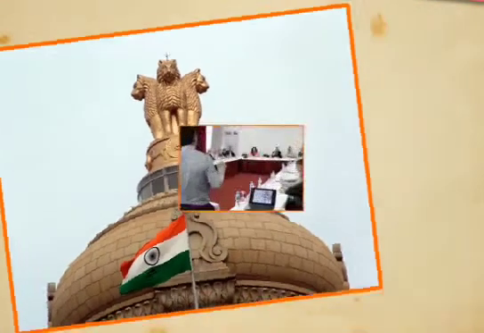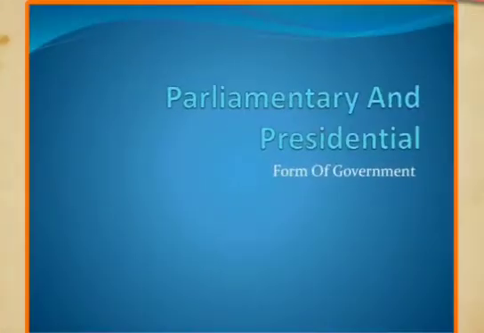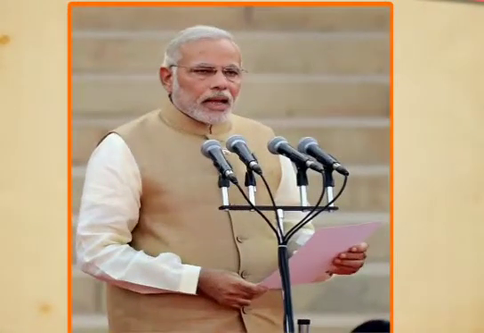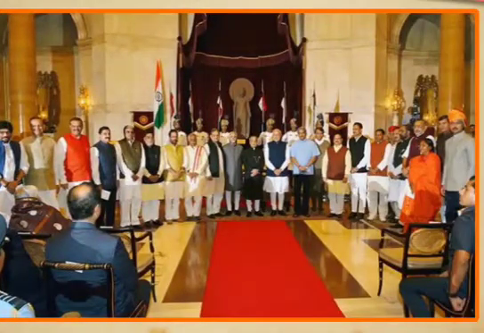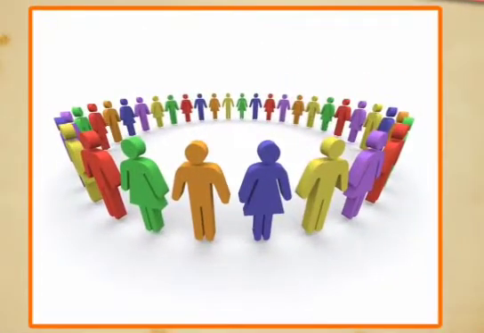On the basis of relations between the executive and legislature, democratic governments can be of two types: 1. Parliamentary and 2. Presidential. In a parliamentary form of government, the Prime Minister is the real head of the government. He is the leader of the majority party in the parliament and uses his discretion in choosing his ministers to form his council of ministers. The government is directly elected by the people and remains in power till it enjoys the confidence of the people, or, in other words, the support of the majority in parliament.